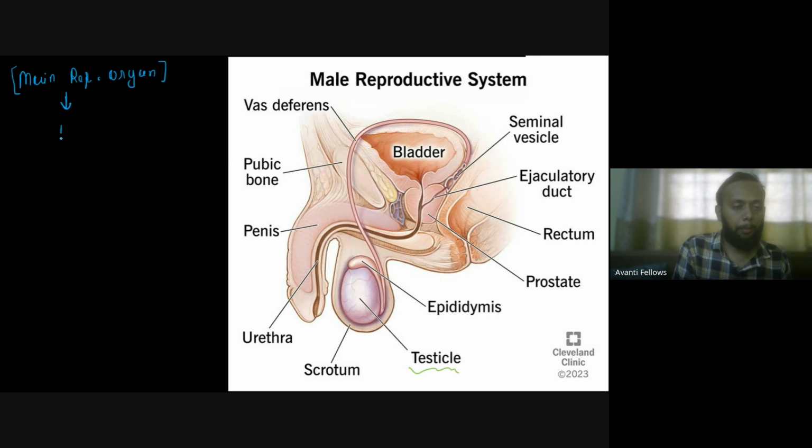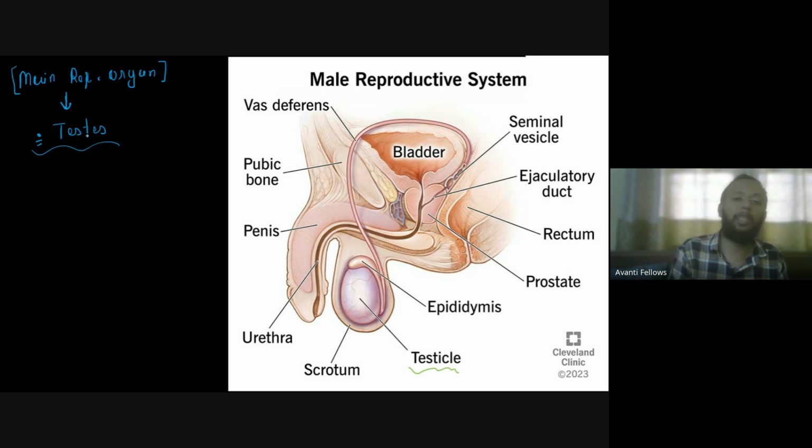And for the first 15 to 20 minutes of the class we will understand this and look at it in detail. So we'll understand everything about the testes over here, right? Now when you talk about the testes and you have a number of things over here, let's focus on the testes. Testes are the main reproductive organs and testes are the site where the sperms are formed.